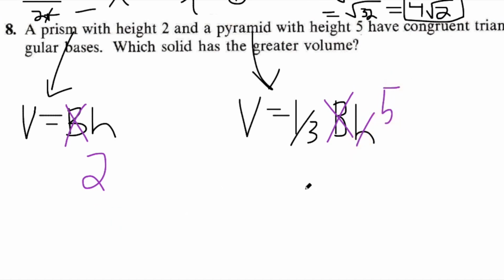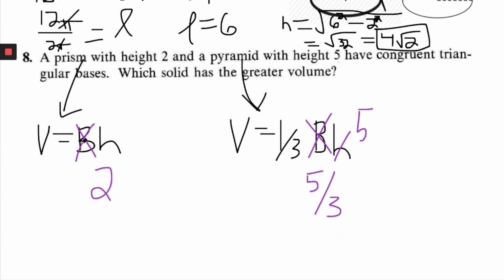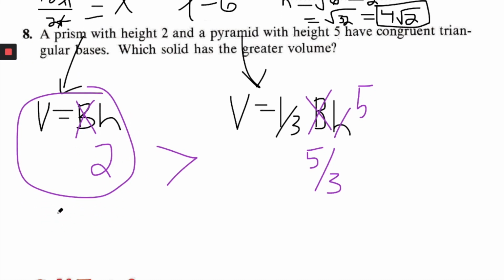So this would be a 2 to 5/3 comparison. Because the volume here is going to be 2 times whatever the base is, and the volume over here is going to be 5/3 times whatever the base is, and these two bases are equal. If you take equal values and multiply one by 2, it is going to be greater than if you have an equal base and multiply it by 5 and by 1/3. It's not going to get as big. 5/3 is 1 2/3, and 1 2/3 is smaller than 2. So the prism is the one that has the greater volume.